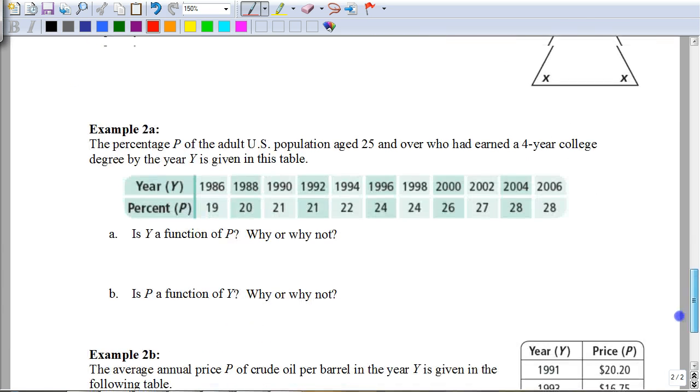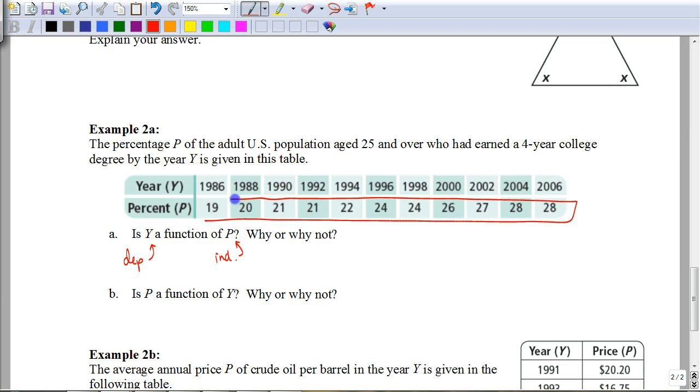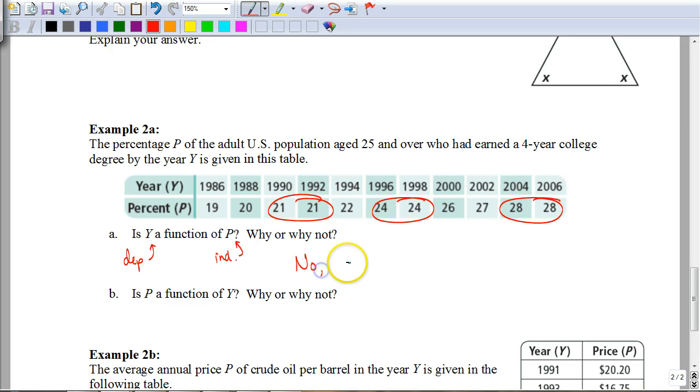So let's look back at this example. The way they have this phrased, they have y being the dependent variable, and they have p being the independent variable. And in order to see if it's a function, that's what we look for. We look at the independent variable. So in this case, I would look at my p's, and I look to see if there's any repeats. And sure enough, there are. There's repeats here, there's repeats here, there's repeats there. So my answer would be no. And the way that I could phrase that is I could just keep it simple and say because p has repeats.